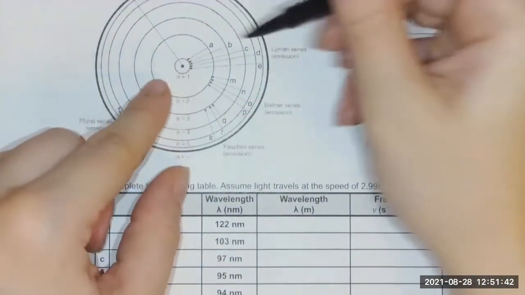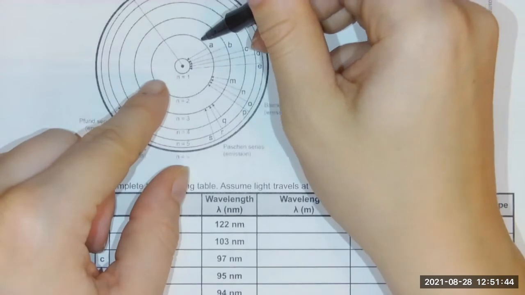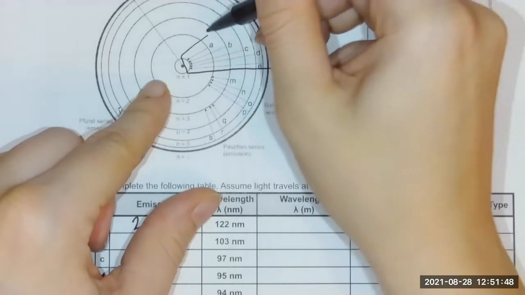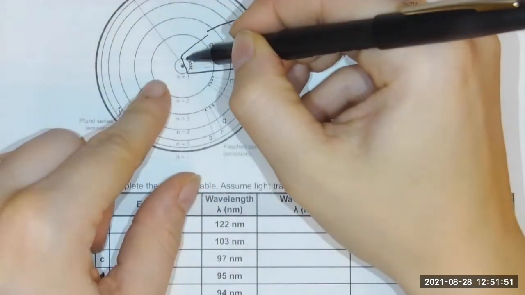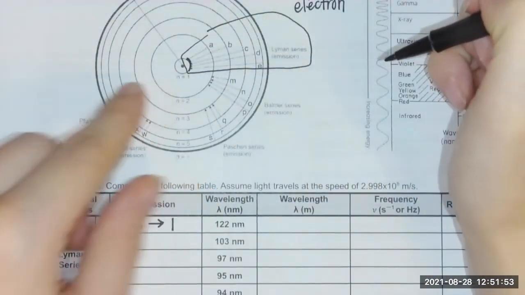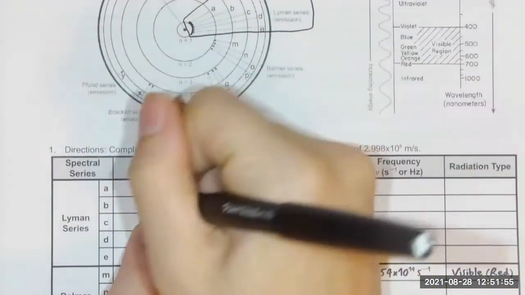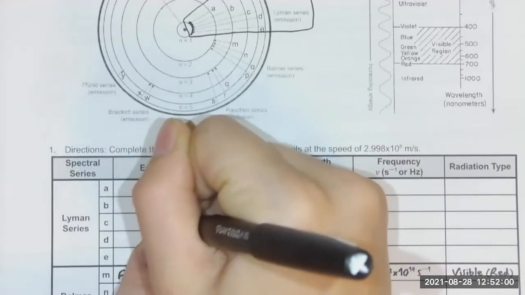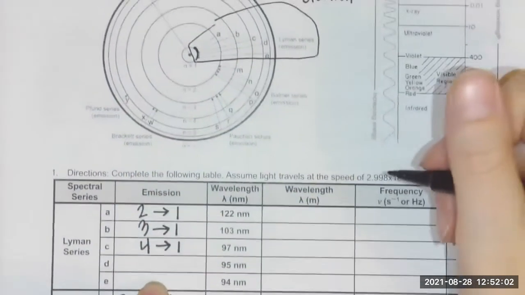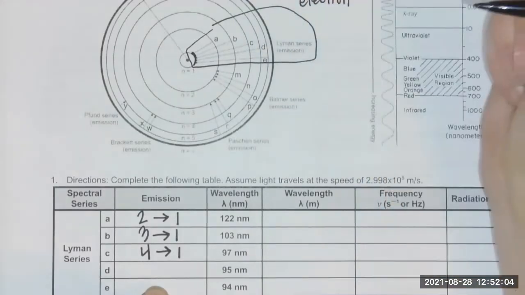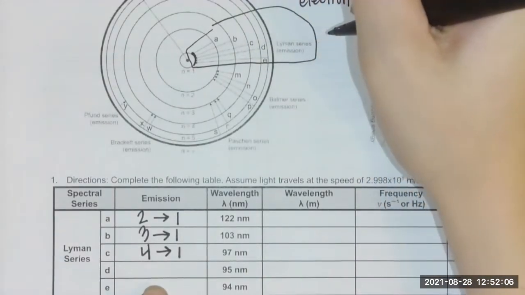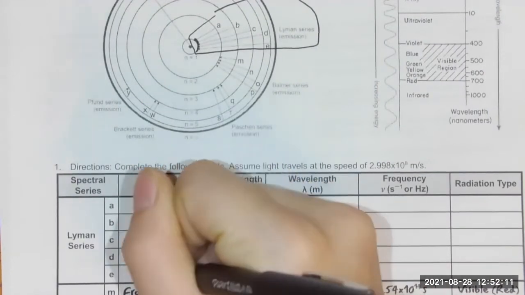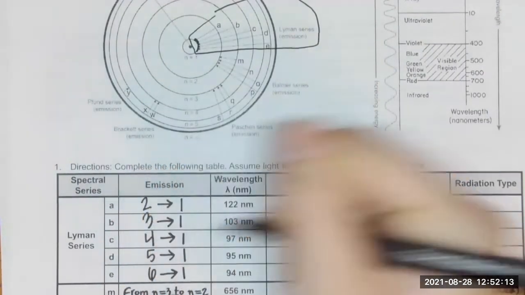This whole section here, all of these are dropping down to ring 1. So we've got 2 to 1, 3 to 1, 4 to 1, etc. And this is called the Lyman series. Finishing this out, 5 to 1, 6 to 1.